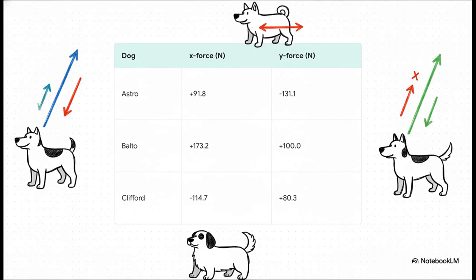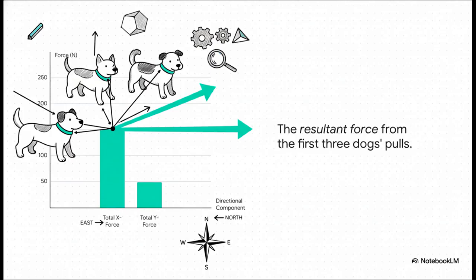And here we go, step 1 of our recipe in action. We take each dog's individual pull and we break it down to its x and y components. You can think of this as the east-west pull and the north-south pull. All of a sudden, 3 confusing, diagonal forces just become a clean, simple set of numbers we can actually work with. Next up, we just add the ingredients. We add up all the x forces, all the sideways pulls, and we get a total of 150.3 newtons. That's the unit for force, pulling to the east. Then we sum up all the y forces, the up and down pulls, and that gives us 49.2 newtons pulling to the north. This right here is the combined effort of those first 3 dogs.